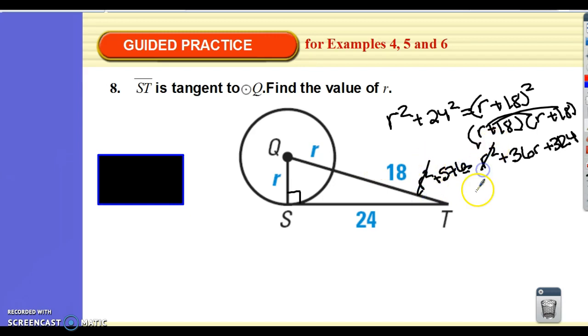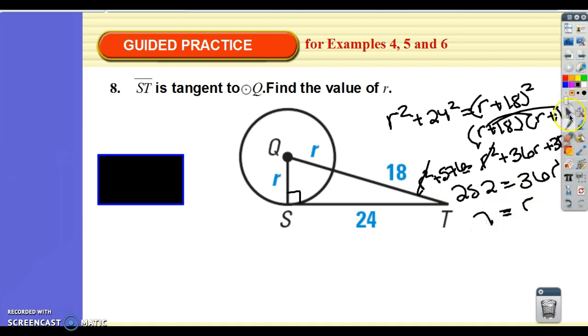Subtract r squared from both sides, it's gone. Subtract 324 from both sides, and you get 252 equals 36r. Divide by 36, and you get r is 7.